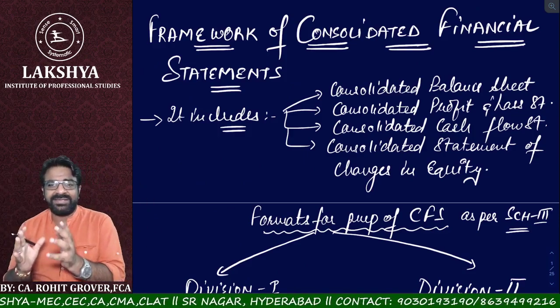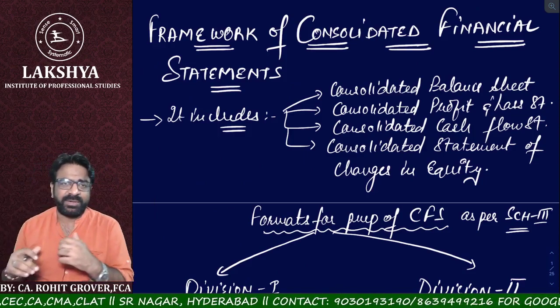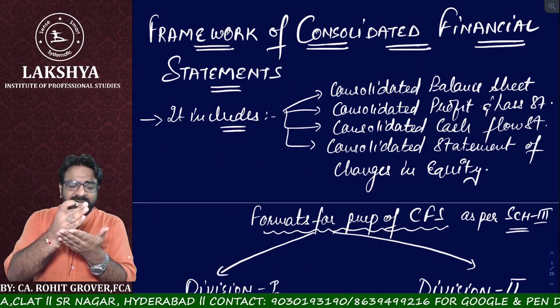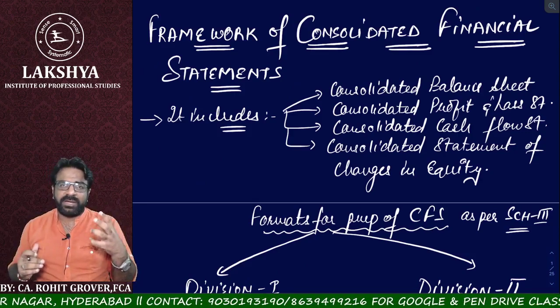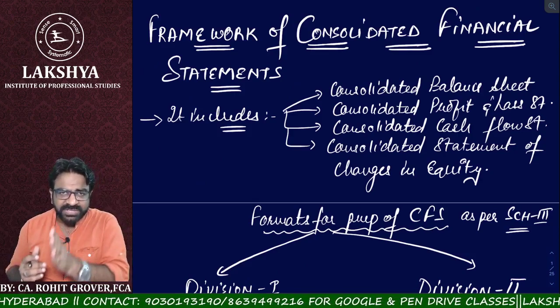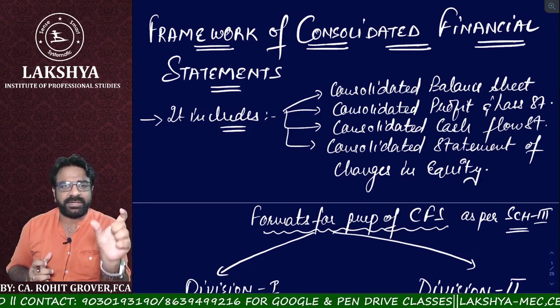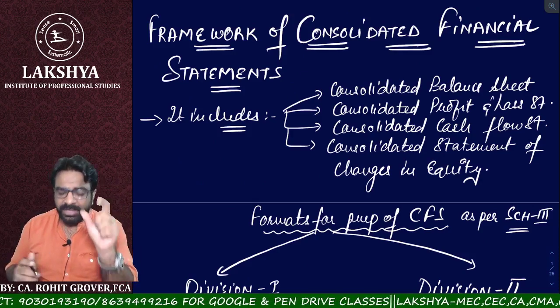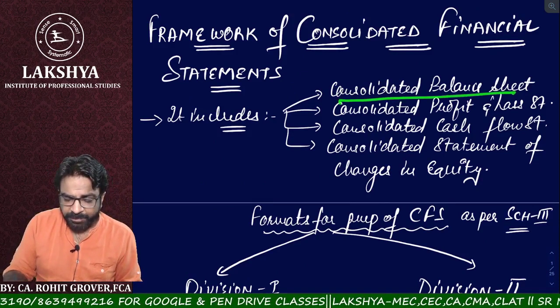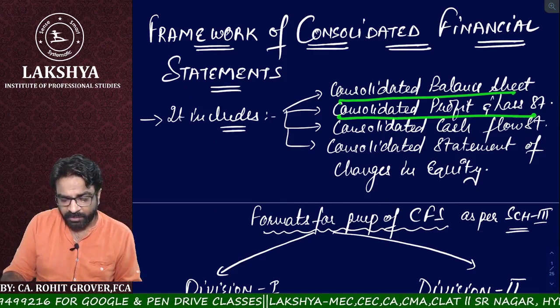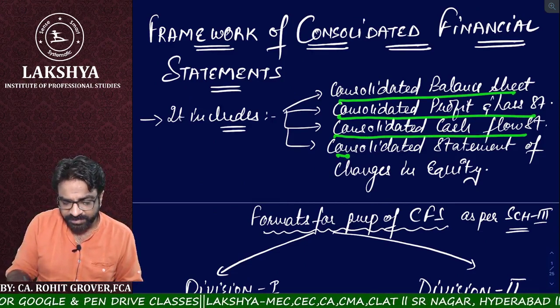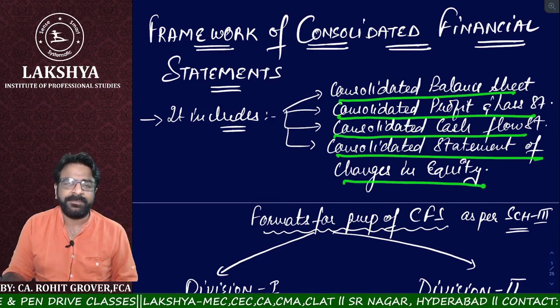So that's the reason consolidated financial statement means what? When the definition of section 129 comes to our mind about the financial statement, we just have to prefix the word consolidated. So balance sheet becomes consolidated balance sheet, and profit and loss becomes consolidated profit and loss, consolidated cash flow statement, consolidated statement of changes in equity.